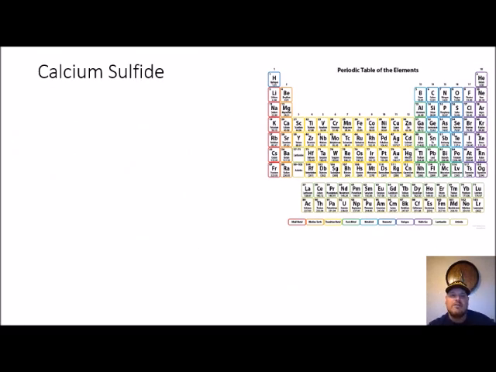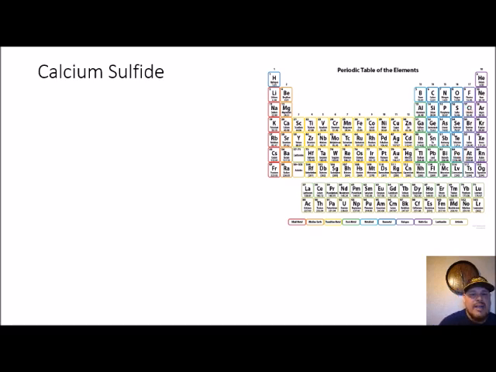So let's do calcium sulfide. So once again, I'm going to do the same thing I did before. I'm going to find calcium sulfide on my periodic table. Calcium is located in group 2A. Sulfide, or sulfur, is located in group 6A, right? Or 16. So that means that calcium will give up 2 electrons. Sulfur needs 2 more electrons to complete its outer shell, so it's going to gain those 2. This is going to be my cation. This one's going to be my anion.